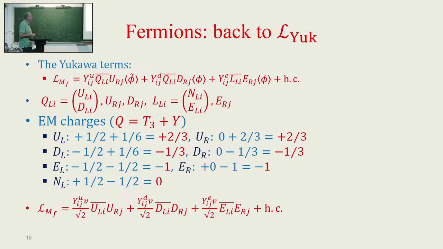For the leptons, the lower component has T3 equals minus a half, hypercharge minus a half, electromagnetic charge minus 1. The right-handed ones here have T3 equals 0, hypercharge minus 1, and so charge minus 1. So we have pairs of e left and e right, which all transform as singlets of SU(3) color, and with electromagnetic charge minus 1, they transform in the same way.